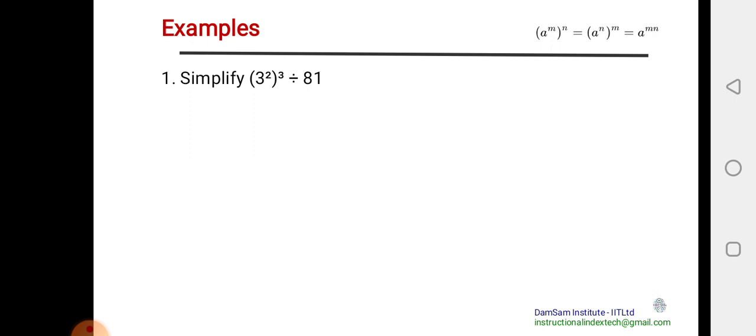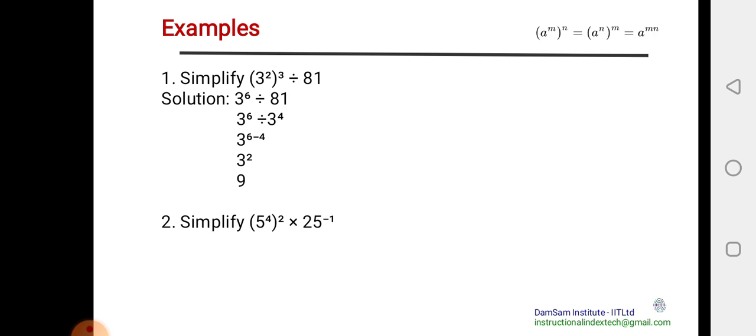So what we have at the power can easily operate themselves, and it can easily become 3 raised to power 6 divided by 81. 81 as well can be expressed as 3 raised to power 4, that is 3 times 3 times 3 times 3. And that becomes 3 raised to power 6 minus 4, which is 3 raised to power 2. And it's simplified to be 3 times 3, which is 9.